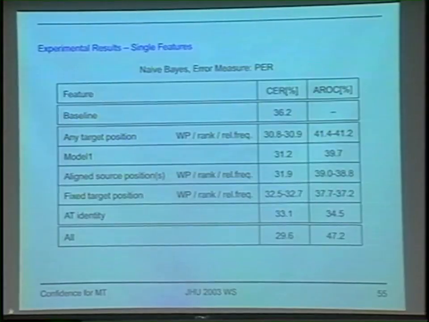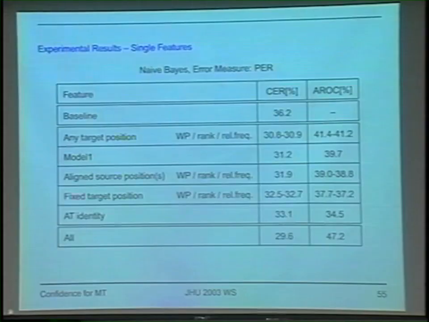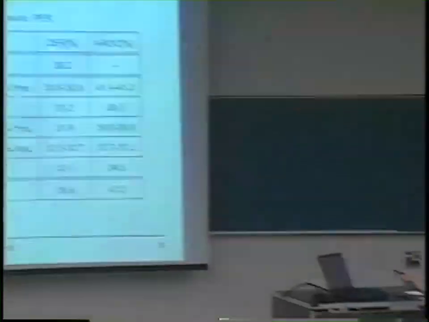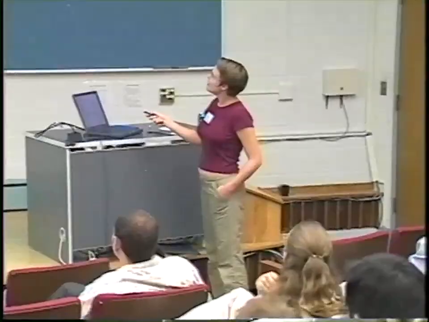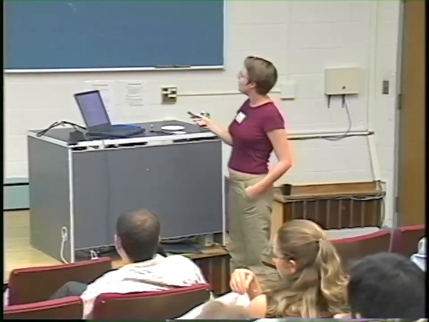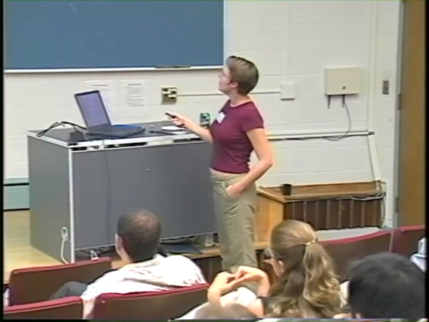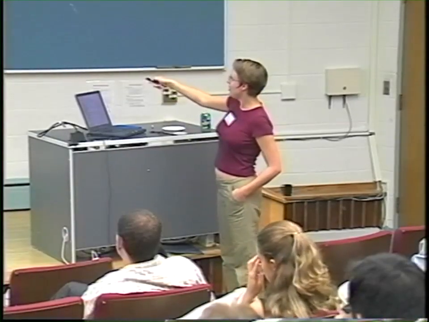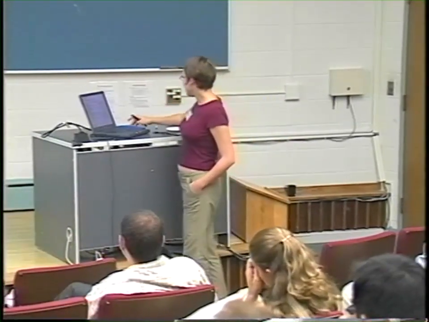And what we see here, which is very nice, is that if we combine all the features that we have got, 17 in total, using the naive Bayes model, we get down to 29.6 classification error rate and 47.2 in AROC, which is a nice improvement over the baseline that we got. For the CER we have this baseline, and even if we assume only the single best feature, we still see that we can significantly improve that. If we go to the combination down here, we get a larger AROC value and a lower classification error rate.